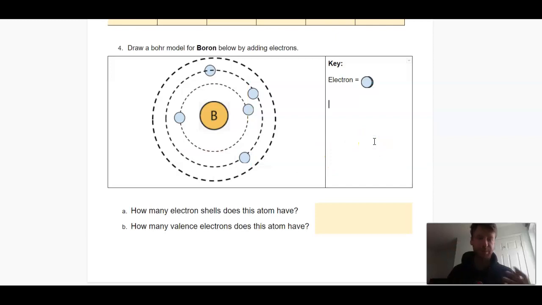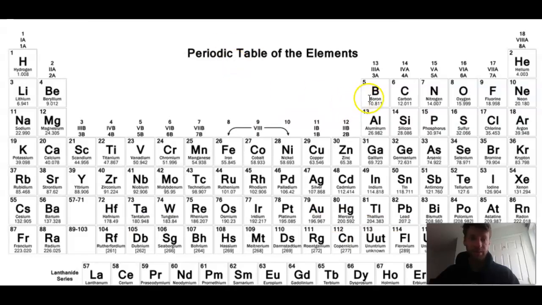Some teachers have some specific requirements, and you'll see later in college and stuff, it'll be easier to draw them certain ways. For now, they just need to be dragged onto the correct one. So, quick double check. It currently has 2 electron shells with electrons on them, and it currently has 1, 2, 3 valence electrons. Let's go back to our periodic table. Boron. It's in the second period. It's in the second row, so it should have 2 electron shells.